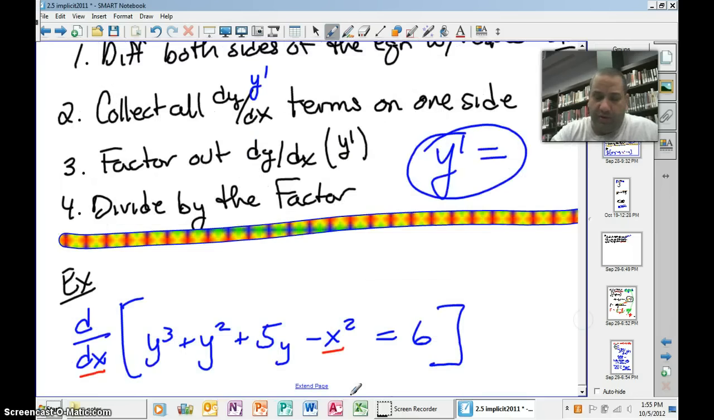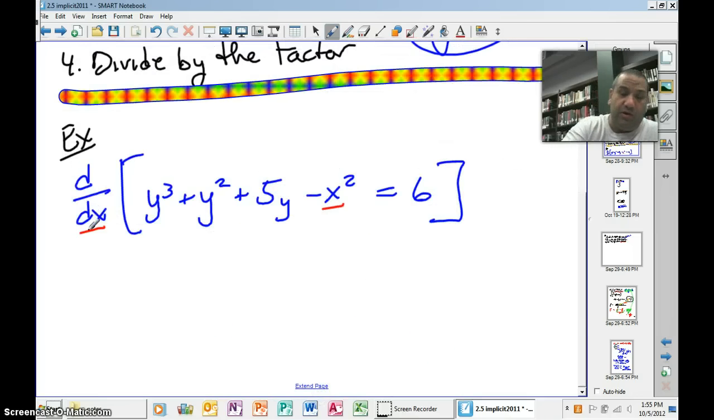Let's try one. Let's try something crazy like this one. Notice we have to now look. It's with respect to x. And the only x in the problem is this.